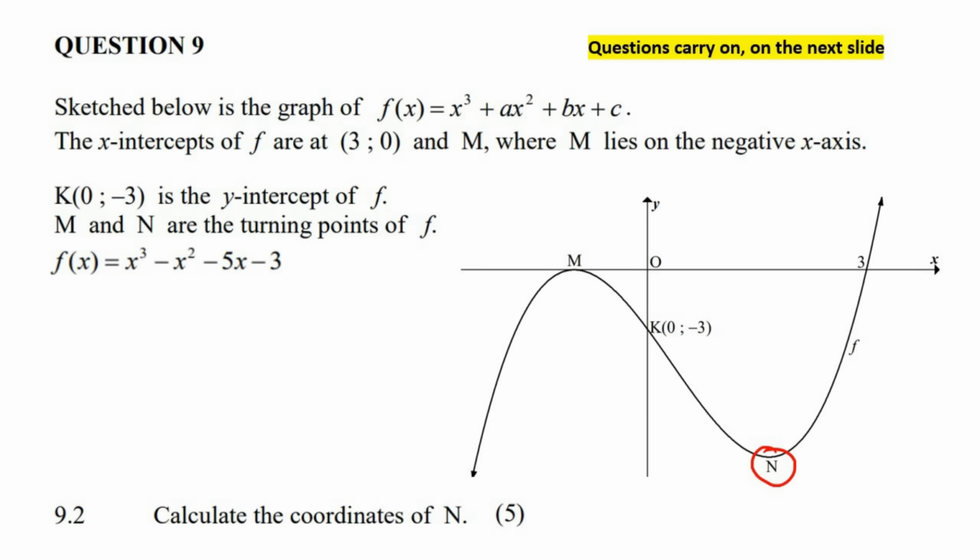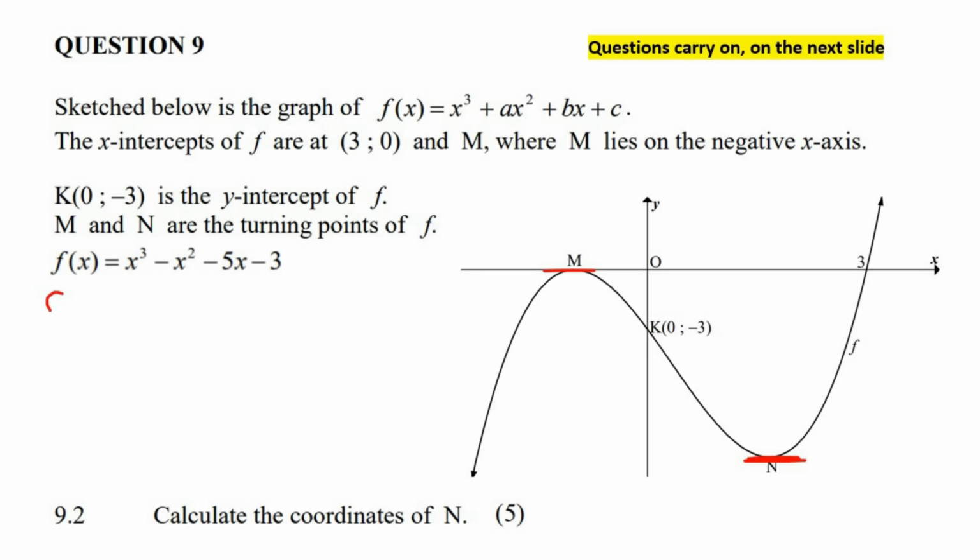This question says calculate the coordinates of n. Now that is the turning point. I've got the equation that we worked out previously. So we know that to find turning points, which are those points over there, it is where the gradient of the graph is equal to 0.